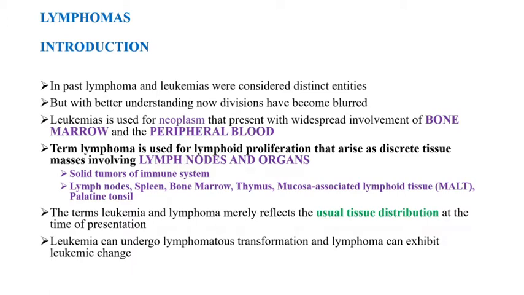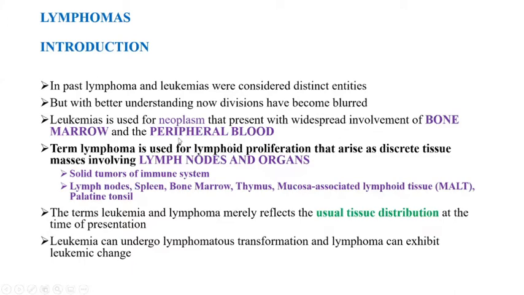In the past, lymphoma and leukemias were considered distinct entities and so they were classified like that. But now with better understanding of the disease, the distinction has become blurred. Now they are not considered separate entities. So what is leukemia? Leukemia is a neoplasm that involves diffuse involvement of bone marrow and peripheral blood.